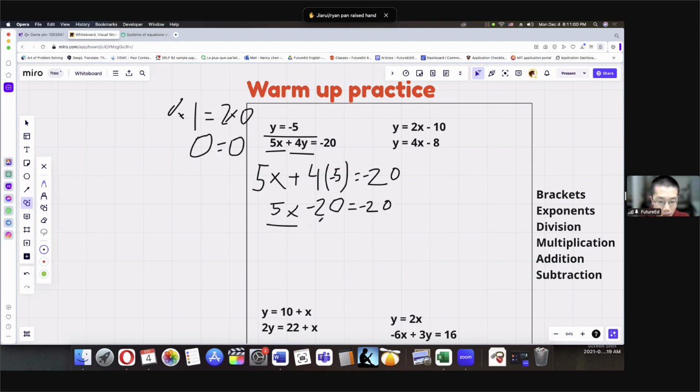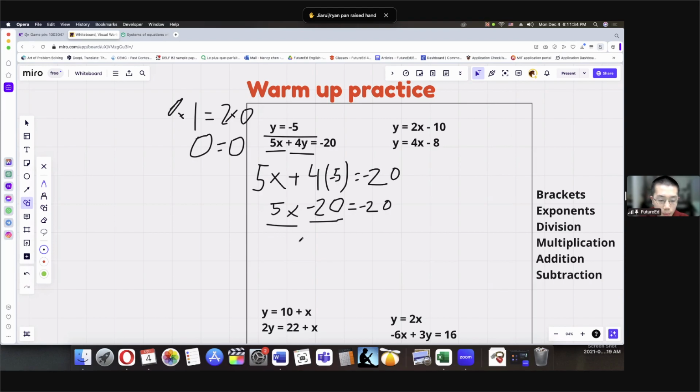We have the 5x and the negative 20 on this side. What do we do? Aaron? Okay, subtract. So subtract what? Exactly.